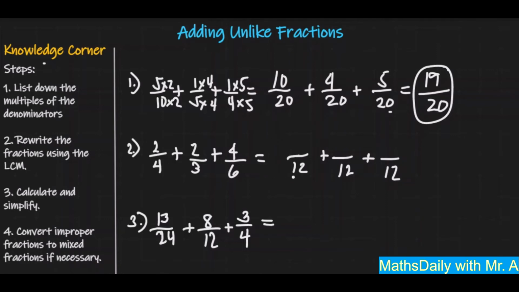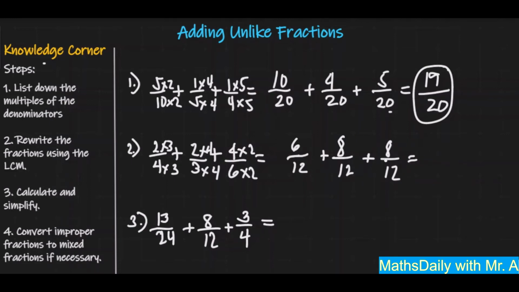As you see, 12 is a product of 4 times 3, 3 times 4, and 6 times 2. Now let's do the same with the numerators. So this will be 2 times 3, 2 times 4, and 4 times 2. So the new numerators are 2 times 3 is 6, 2 times 4 is 8, and 4 times 2 is 8. So now that we have the new sets of fractions, let's add.